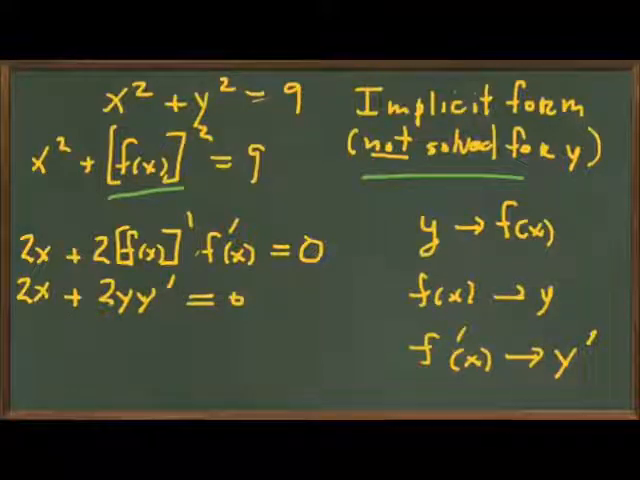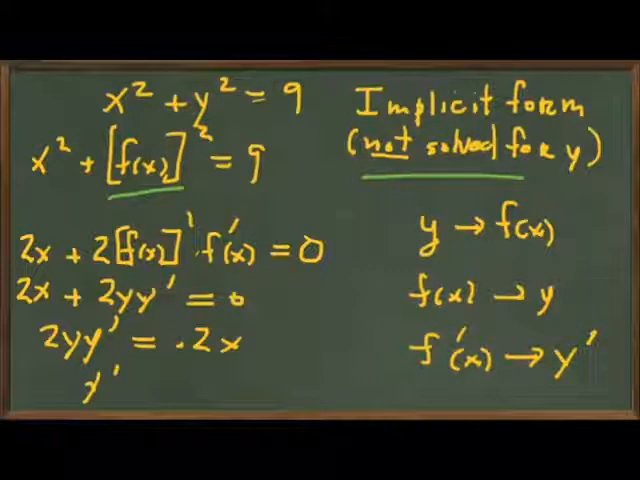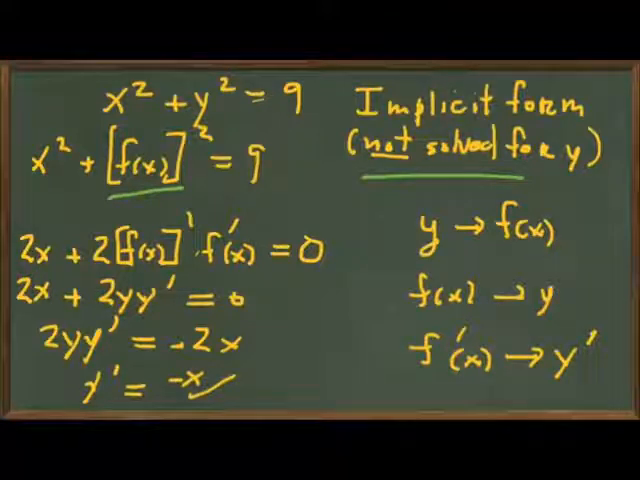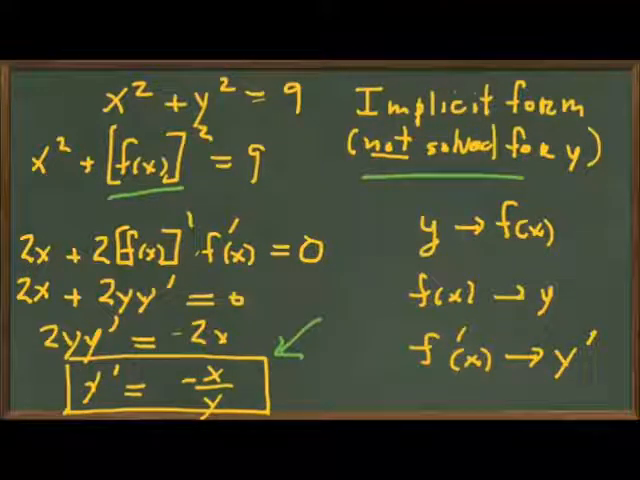We can solve that for y prime. 2y prime equals minus 2x, and then y prime becomes, in canceling out the 2, minus x over y. So we got this result, which looks quite a bit different than the result we got before. Let's see that they are actually the same.